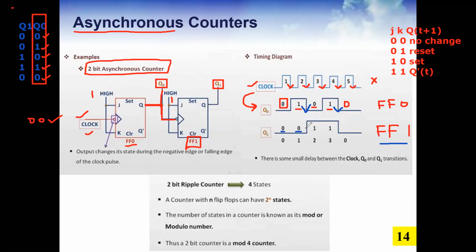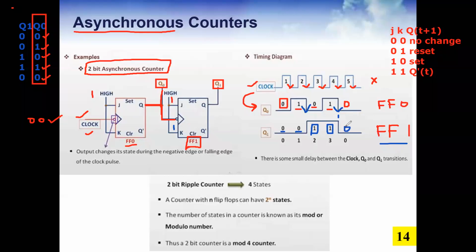Now as this trigger comes, because J and K are both connected to 1, it is going to be in toggle state. Toggle state means it will change its value from 0 to 1. So this 0 will become 1 here, and it will maintain its status until the next trigger. The next trigger is here, so this one will continue as 1, and on the next trigger it will become 0 now.